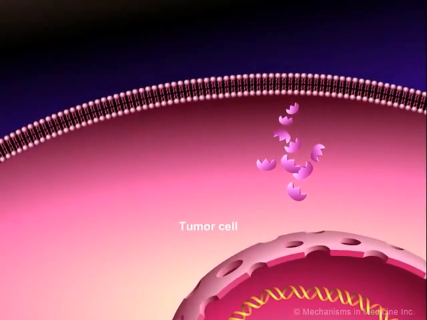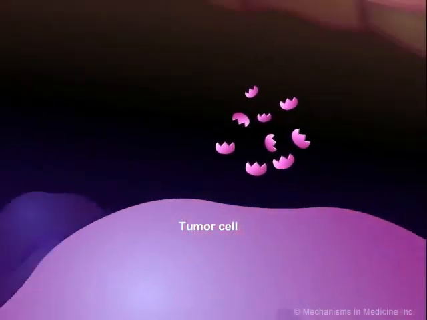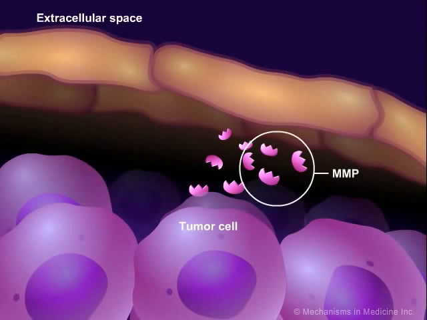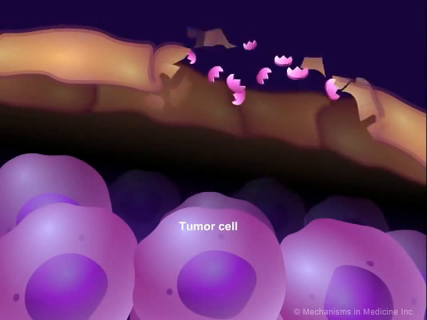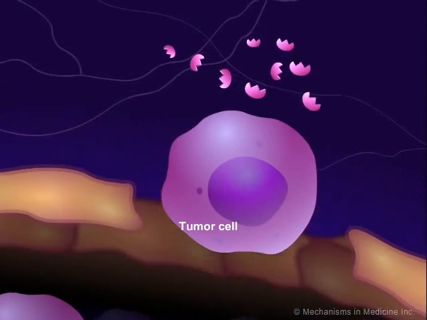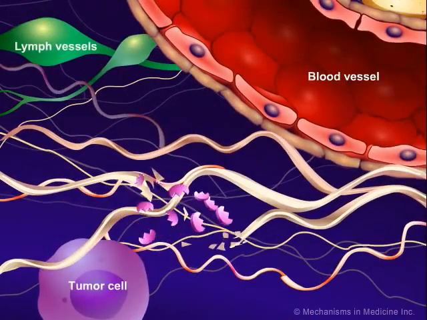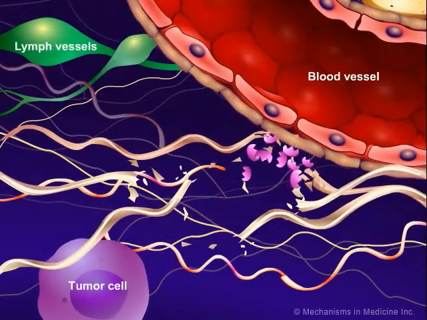When a tumor cell metastasizes, it breaks off from the main tumor and enters the extracellular space. Tumor cells secrete MMP, which degrades the collagenous extracellular matrix, or ECM, breaking through the basement membrane that surrounds the tumor and allowing the tumor cell to migrate toward the blood or lymph vessels.